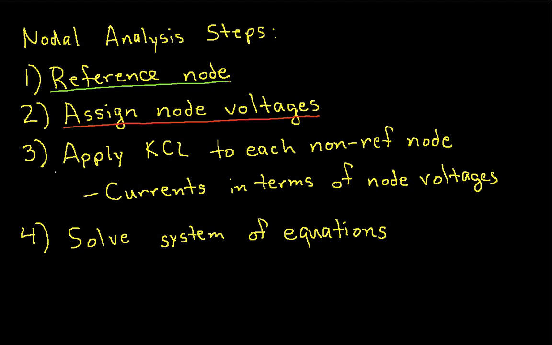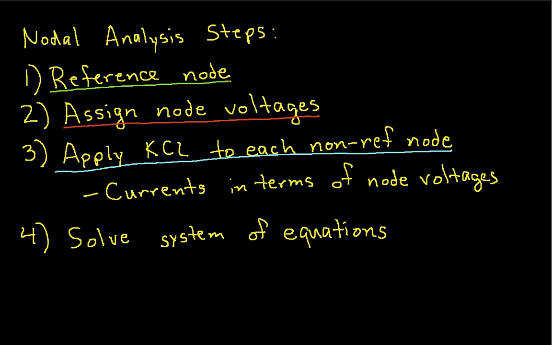So basically, the next thing I want to do is apply Kirchhoff's current law to each non-reference node. And the idea is that every node to which I apply Kirchhoff's current law will give me an equation. And by the time I'm done, in the case we're doing, since I have 3 nodes other than the reference node, I'll have 3 equations and 3 unknowns, and I can solve that system of equations.